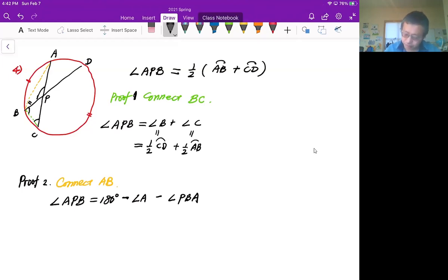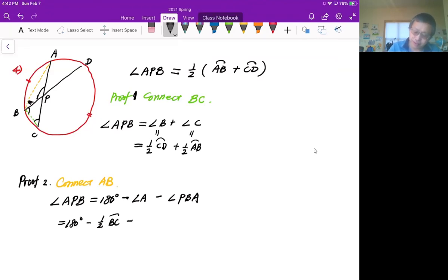Okay. So I can have 180 degrees minus, what's the angle A? Angle A is just an inscribed angle. So you use the inscribed angle theorem. It's an inscribed angle of the arc of BC. So that means I'm going to subtract 1/2 of the arc of BC, right? And what's the angle PBA? I'm looking for that angle.